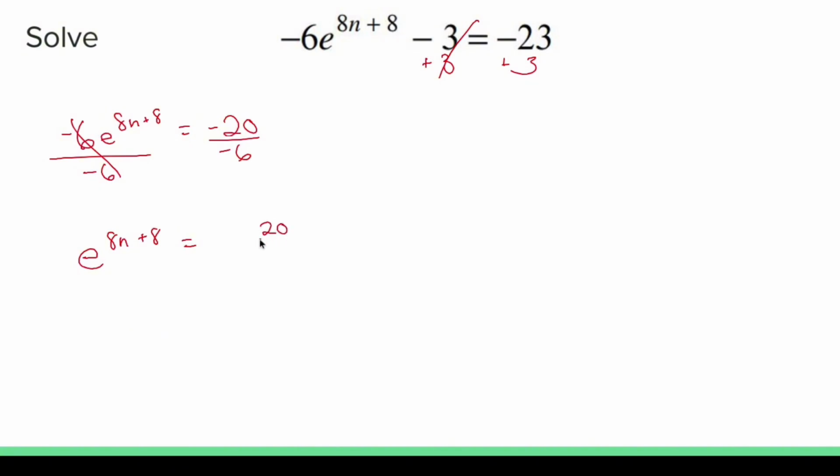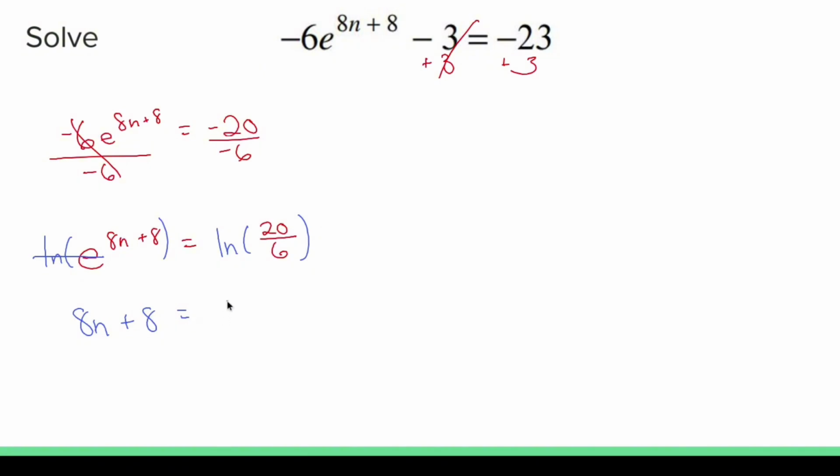So that gets me e to the 8n plus 8 equals negative 20 over negative 6, which is just going to be 20 over 6. Now, you might be thinking, what's all that space for? Well, I have to get rid of this e and drop that down. So why don't I ln both sides? Ln of e to the stuff allows the ln and the e to cancel out. And I could just drop down 8n plus 8. Now what I have to do is go off to the side here and find out what ln of 20 divided by 6 is. So I'm typing that into a calculator right now. And yeah, you're going to need a calculator for that. That's not mental math, boys and girls.